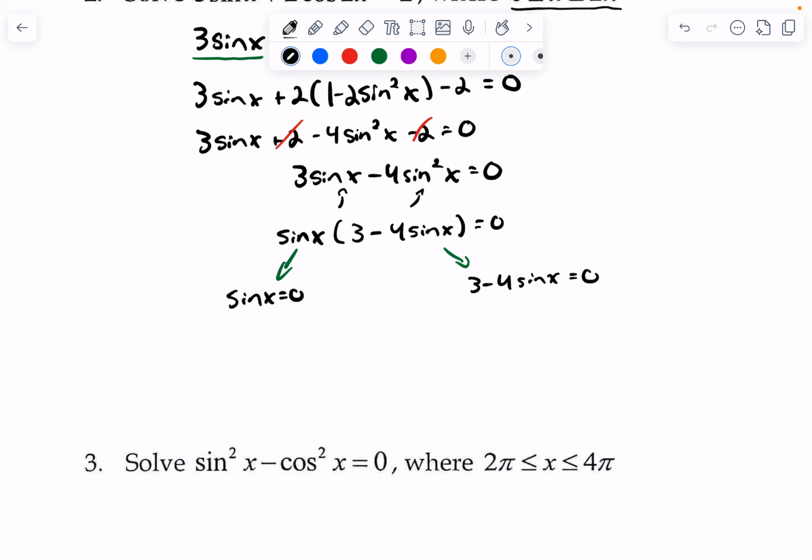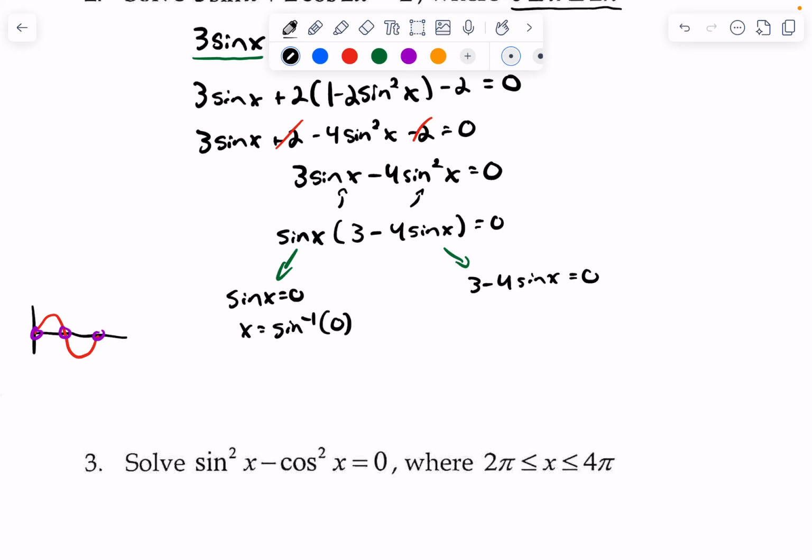All right, well, we're still in the 0 to 2 pi domain, so if you think about a sine graph right over here, you're going to have 3 solutions for when it's equal to 0, right on the x-axis. So what values of x, if you rearrange, what values for x in this domain give you 0?